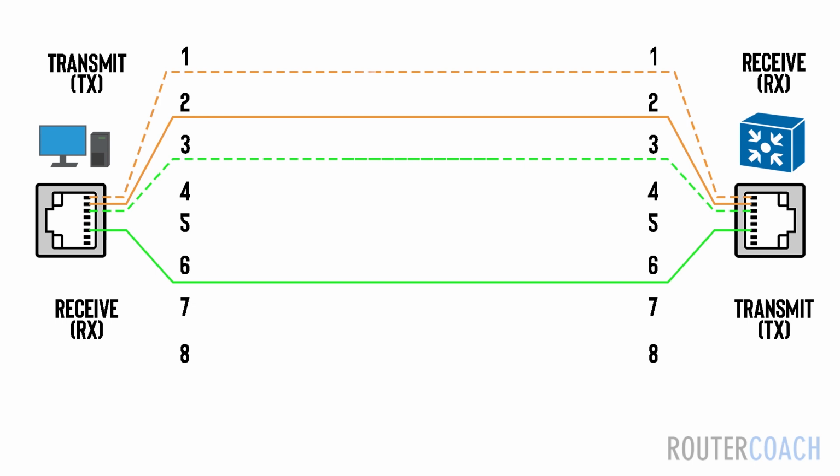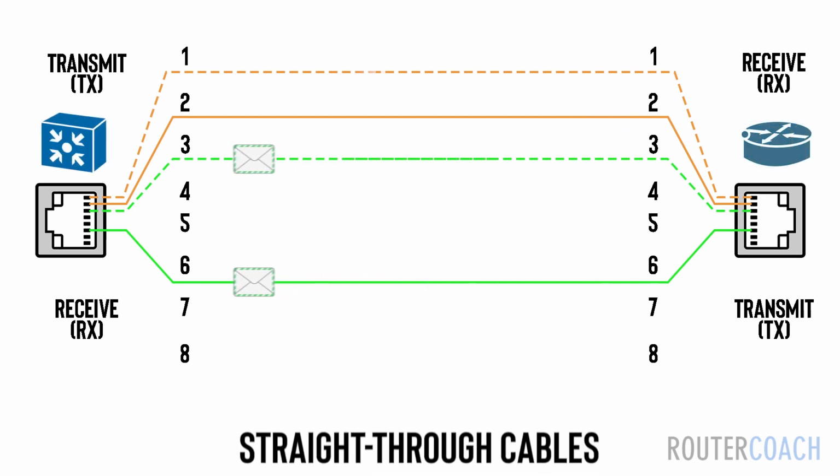But only 4 of those pins are in use when we are using a 100 base T cable, which is fast Ethernet. When we are using a straight-through cable, pins 1 and 2 are used to send data, and pins 3 and 6 are used to receive data, and the roles are reversed on the other side. This means that both devices can send at the same time and receive data at the same time. This is called full duplex transmission. These are called straight-through cables.